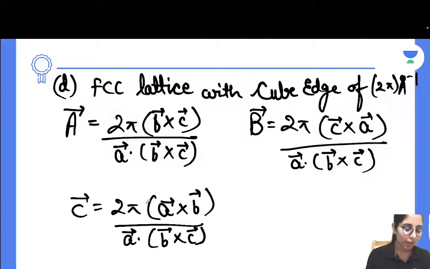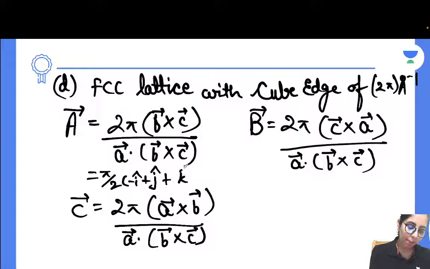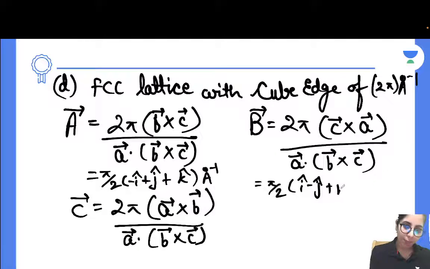So once you find vector A, the capital A, I think you will have something similar to what I'm going to write. But if it is different for you, you can tell me. Negative i plus j plus k cap and A naught inverse. Then for B, you will have pi by 2 i minus j plus k cap.